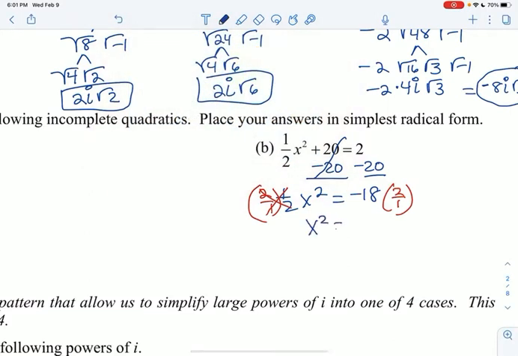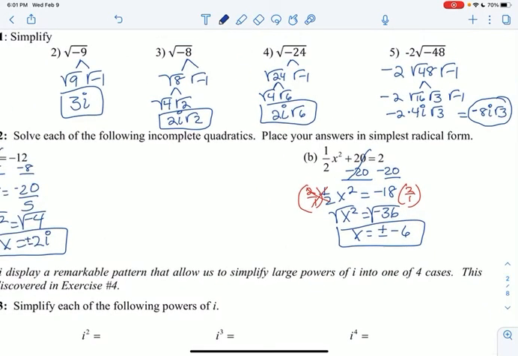So x squared equals negative 18 times 2, which is negative 36. And again, I'm trying to get x by itself, so to get rid of the square, I take the square root, and x equals plus or minus 6i.